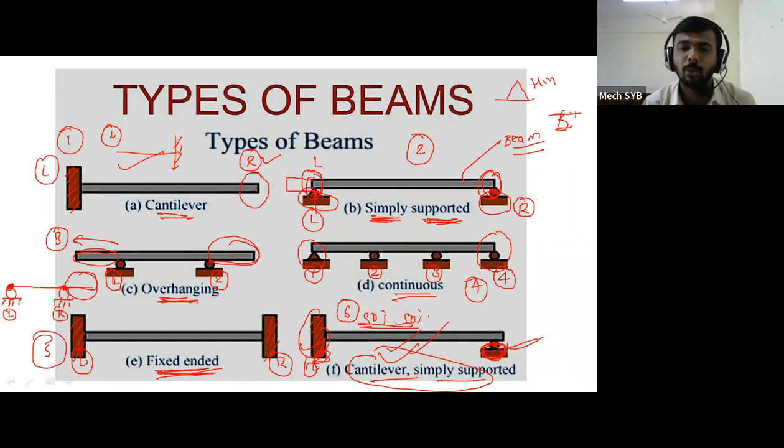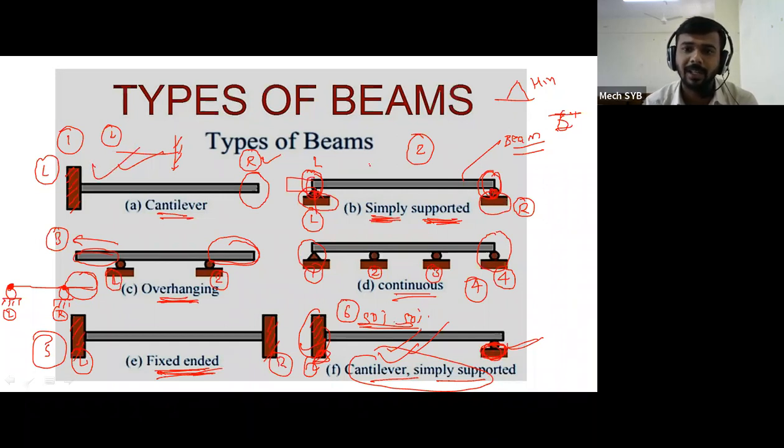So these are the total 6 types of beams. We have discussed their definitions, and as per our syllabus, we need to calculate SFD and BMD for the first beam, that is the cantilever beam.